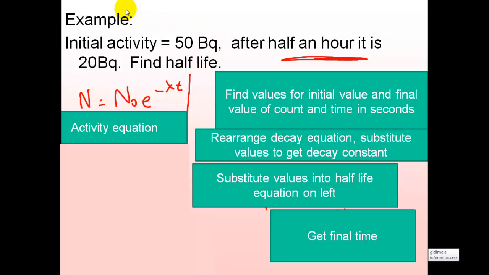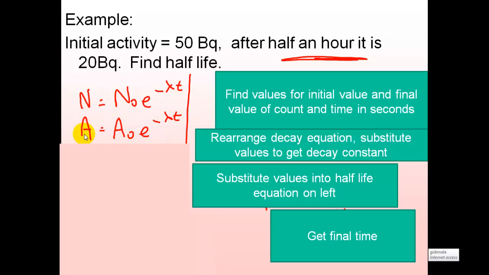You have a radioactive sample where the initial activity is 50 becquerels, 50 decays per second. After half an hour, it is 20 becquerels, which is a little bit less than half. So how do we find the half-life? We start with the equation N is equal to N naught e to the minus lambda t. If we divide both sides by time, we basically have the activity at a particular time is equal to the original activity times e to the minus lambda t. So we substitute for the activity equation, which is A, the activity after time t, is equal to A naught, the initial activity, e to the minus lambda t.